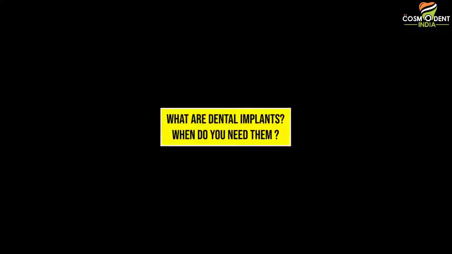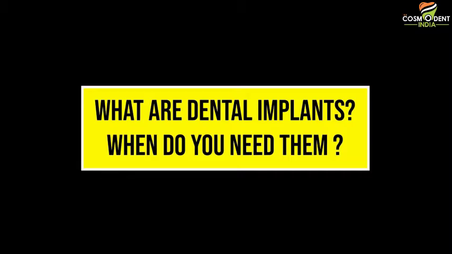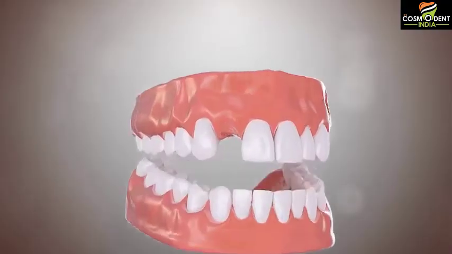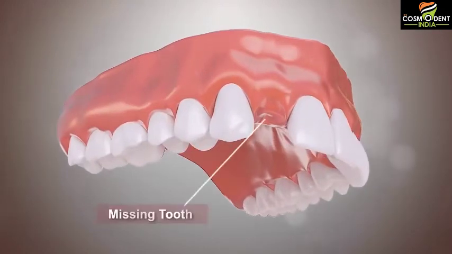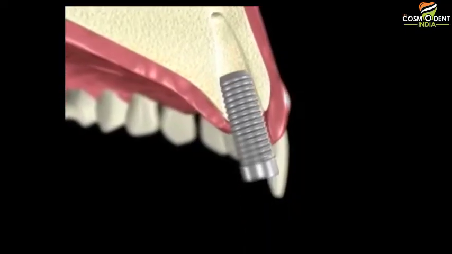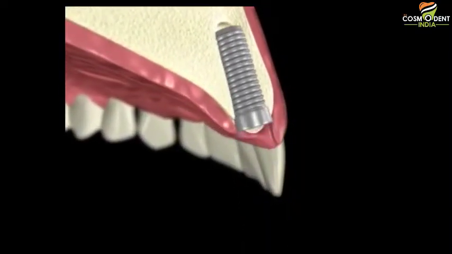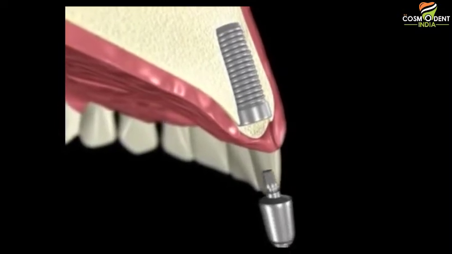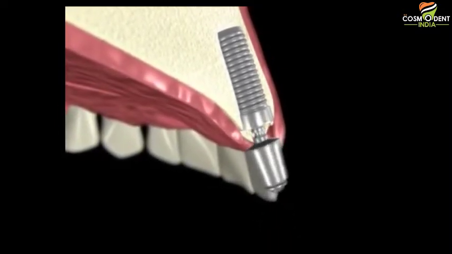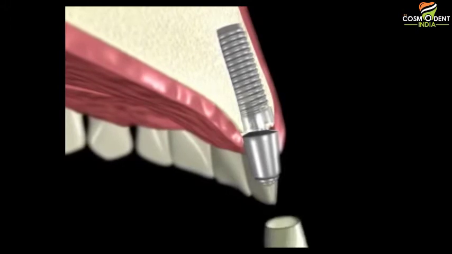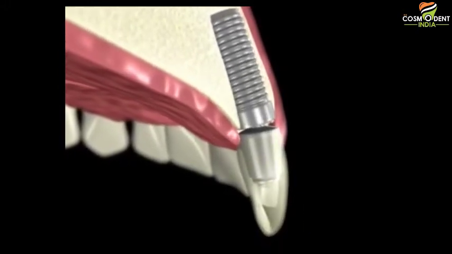So the first question is, what are dental implants and when do you need them? Basically, if any of you have missing teeth which may be removed due to cavity, trauma or any other reason, the solution for it is a dental implant. Dental implant is nothing but a screw made of titanium which is placed into your jaw by a small surgery, and then over it a crown which looks like your teeth is fixed to it.